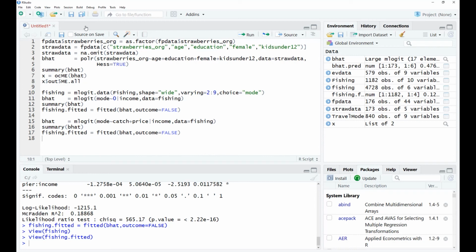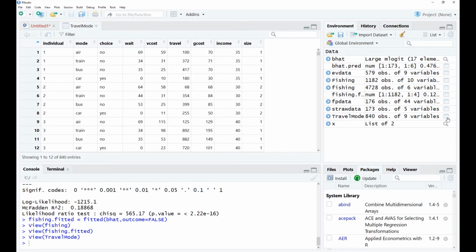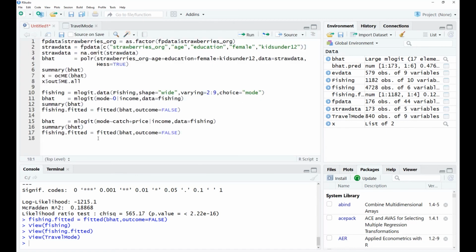Now we can also look at a second data set, which is called the travel mode. And very similar to the first data set, we have to let R know how the data set is actually set up. Okay? So in this case, we have to type in travel mode equals mlogit data. The data is travel mode.